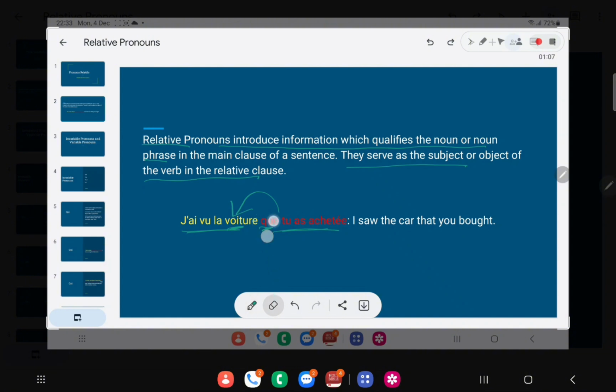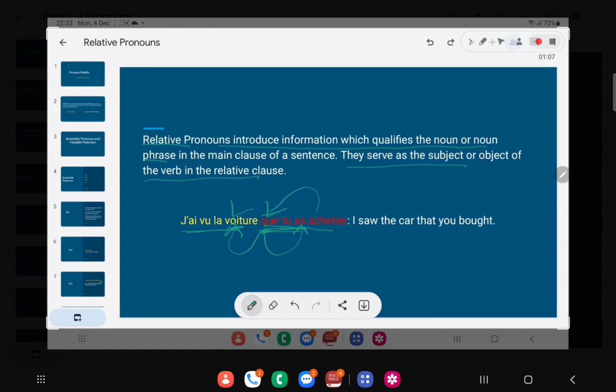So in this case, que is the object of the verb acheter because it answers the question what. Tu as acheté quoi? Tu as acheté this. So que is the object in this relative clause. This que can be said to be standing on behalf of voiture because you don't have to repeat voiture in this subsequent part of the sentence.